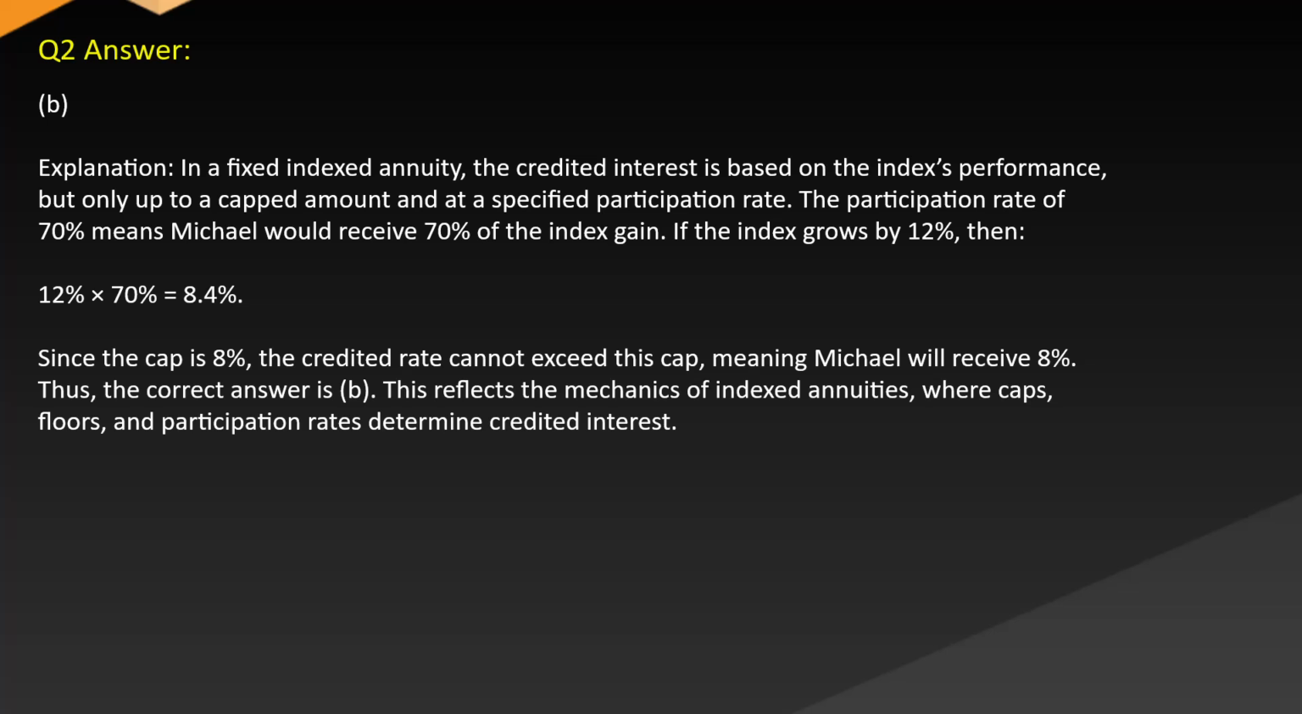Answer. B. Explanation. In a fixed indexed annuity, the credited interest is based on the index's performance, but only up to a capped amount and at a specified participation rate. The participation rate of 70% means Michael would receive 70% of the index gain. If the index grows by 12%, then 12% x 70% equals 8.4%. Since the cap is 8%, the credited rate cannot exceed this cap, meaning Michael will receive 8%. Thus, the correct answer is B. This reflects the mechanics of indexed annuities, where caps, floors, and participation rates determine credited interest.